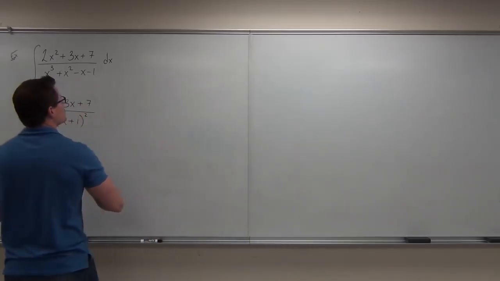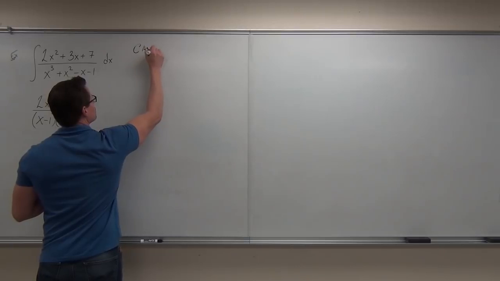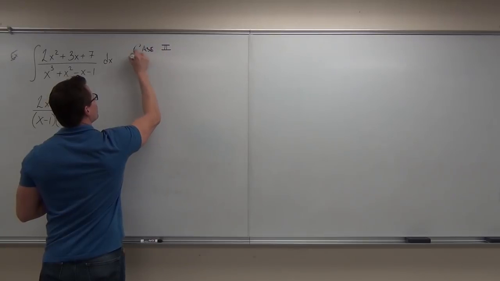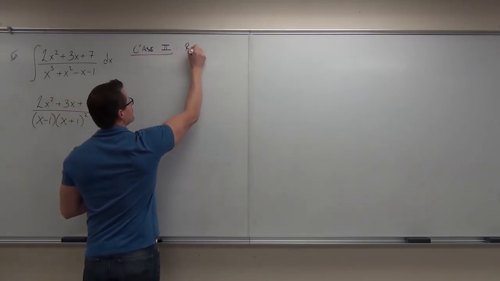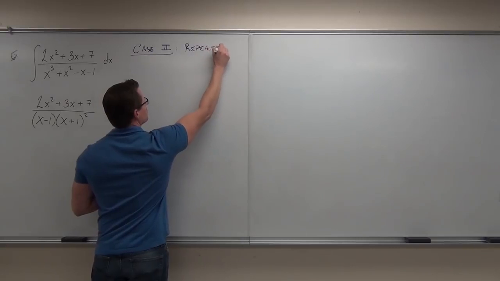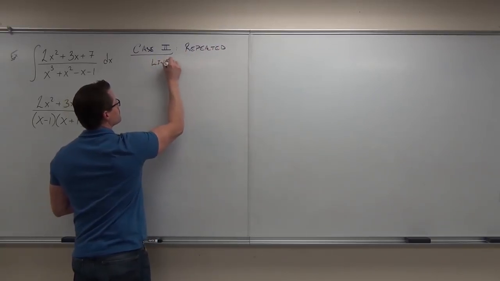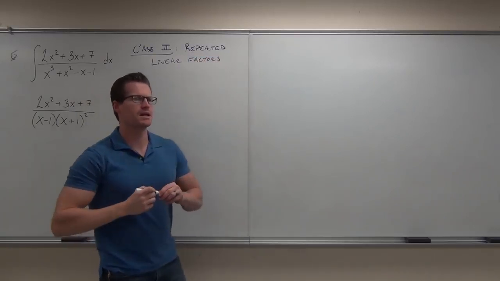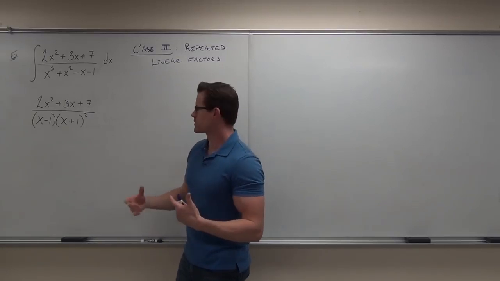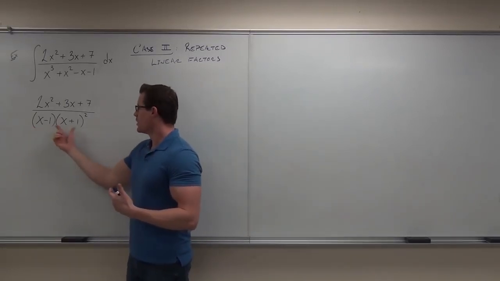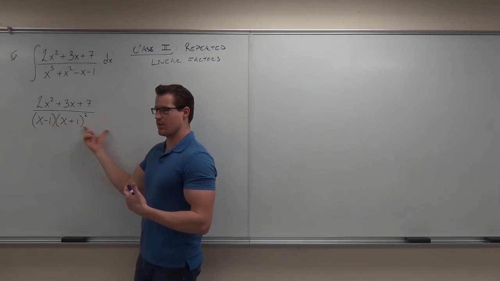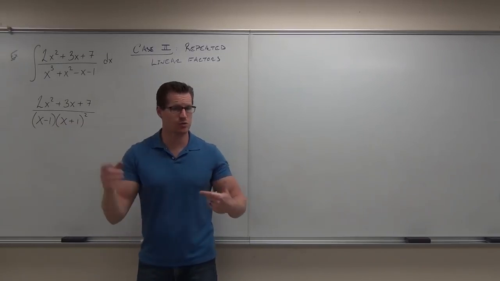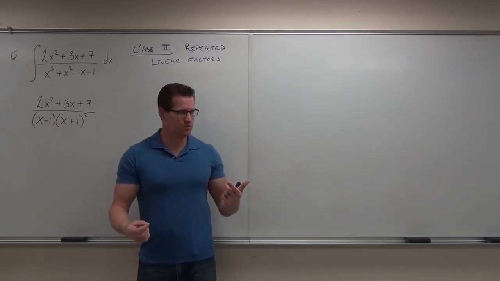So case 2 is when we have repeated linear factors. Here's what we mean by repeated. It means that you have more than one of them. So for instance, we have x minus 1, we had an x plus 1, and we had another x plus 1. That's why we had this x plus 1 squared. This factor was repeated, hence the square. If it was repeated again, we have it to the third power. You guys with me on this one?